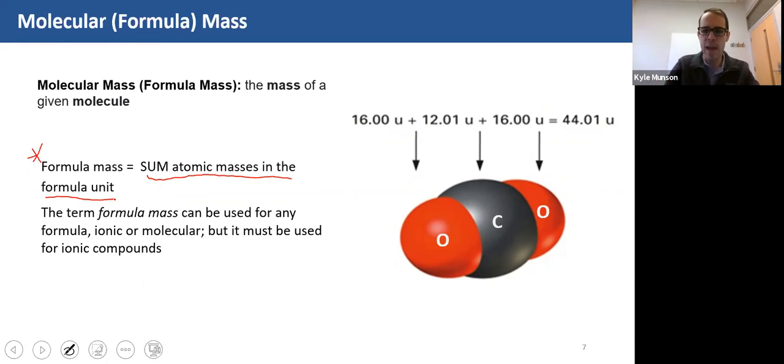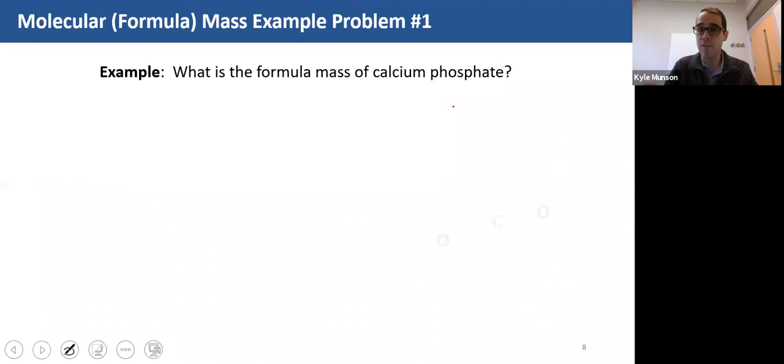So for example here, we have a carbon dioxide molecule. Its molecular mass, or formula mass, is the sum of the atomic masses for oxygen and for carbon. So that's how we're going to do these problems. We're going to find how many atoms of each element we have, find their atomic masses, and then add them all up to get the formula mass. So let's just do an example problem.